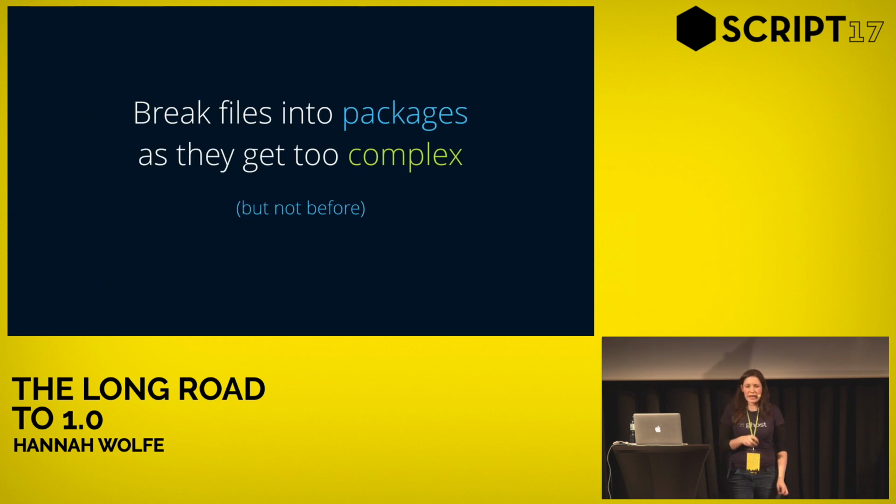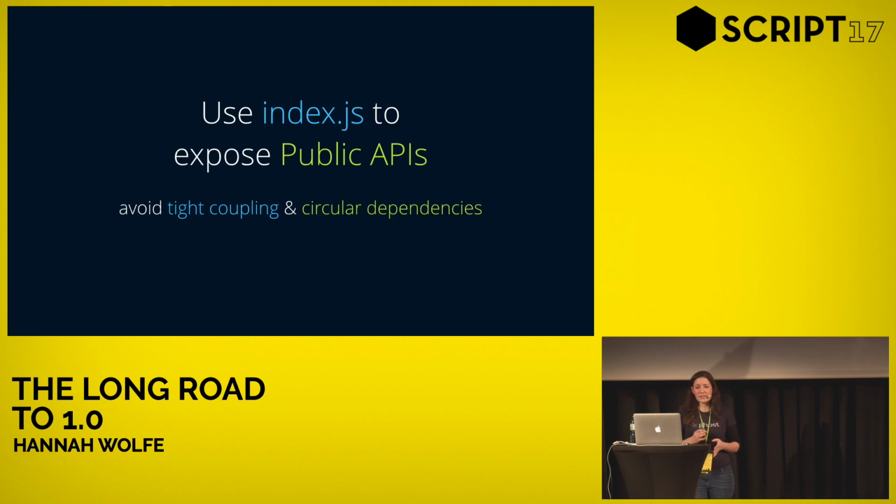The second principle: breaking files down into packages as they get too complex, but not before. This is something that I'm a great believer in, doing it just in time. And that also applies to when you move something from being an internal package to actually giving it its own repository and publishing it on NPM. Trying to do that stuff up front can give you a lot of overhead. And the third thing is using index.js to expose public APIs, and by that virtue, exposing only your public APIs to avoid tight coupling and circular dependencies. This is something that I keep getting bitten by. I keep going, oh no, it seems messy, I'm not going to do that again, and then coming back to it because it seems to be what works.